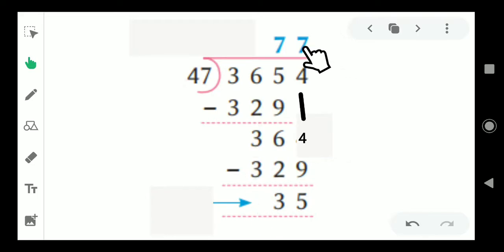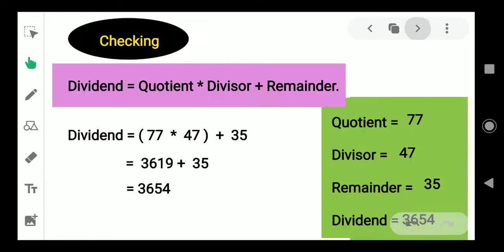The quotient is 77. Divisor is 47. Dividend is 3654. And the remainder is 35. So to check division, dividend is equal to quotient into divisor plus remainder. Dividend is equal to 77 into 47 plus 35. When you multiply these two, you will get 3619 plus 35. You will get 3654. It is the same as the dividend.